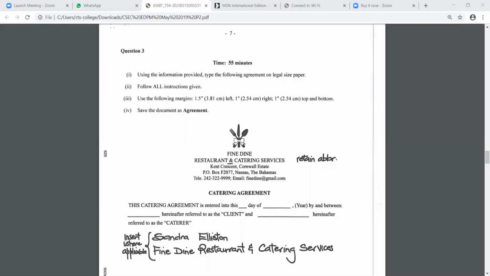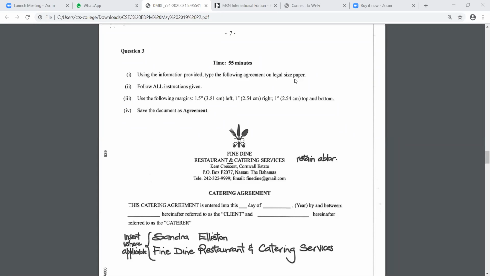All right, so we move on to question 3. So question 3, number 1, using the information provided. Before we even do that, look at the exercise and tell me what application you think we should use for question 3. The question I currently have up, you tell me what you think is the best application to use. Word. Word, that's correct.